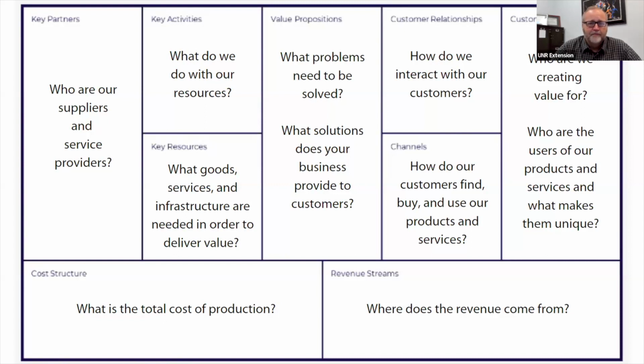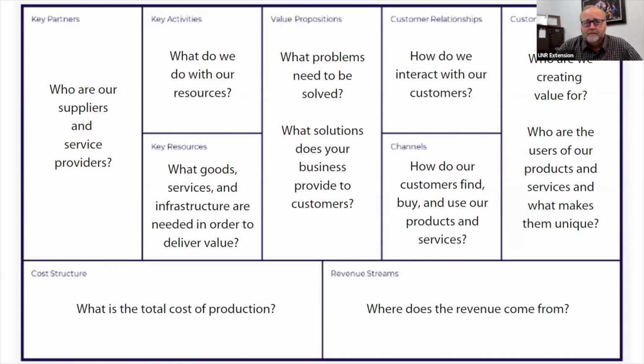And then our 2 blocks at the bottom is, on the left is our cost structure. What is our total cost of production? And on the right are the revenue streams. Where does this revenue come from? So this is essentially the business model canvas. It looks pretty simple, but just remind yourself there's only 9 parts to it. And any business can roll through this.